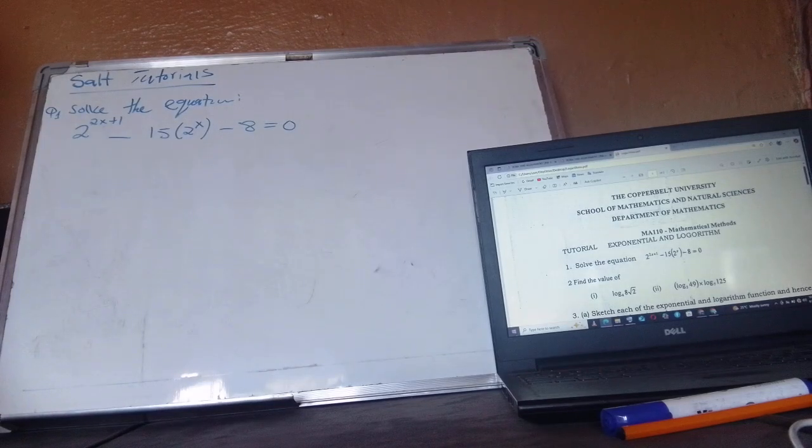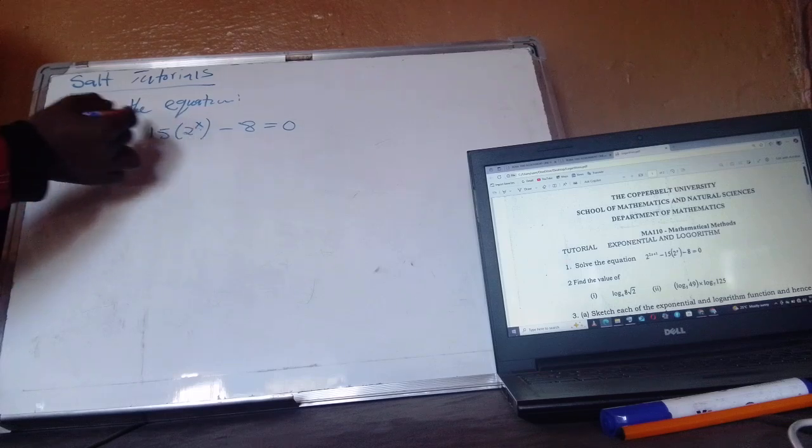Solve the equation. If the question says solve, we are simply trying to find the value of x. After finding the value of x, it means that we have solved the equation given. So first, understand what kind of equation you have there. The way it is set up, you should understand that it is an exponential equation. Why is it an exponential equation? The power is a variable.